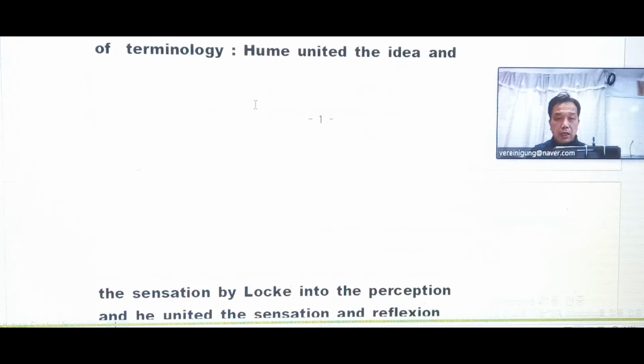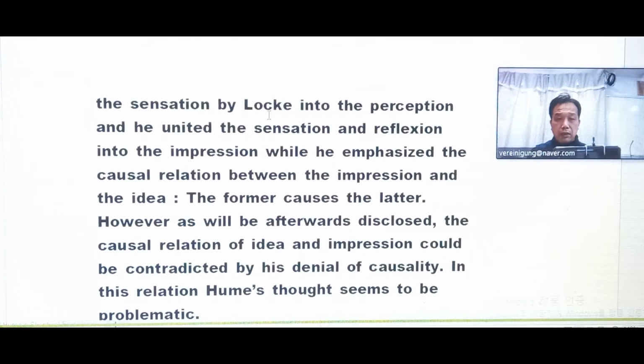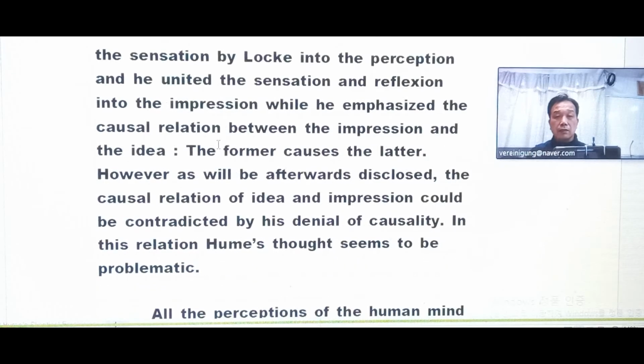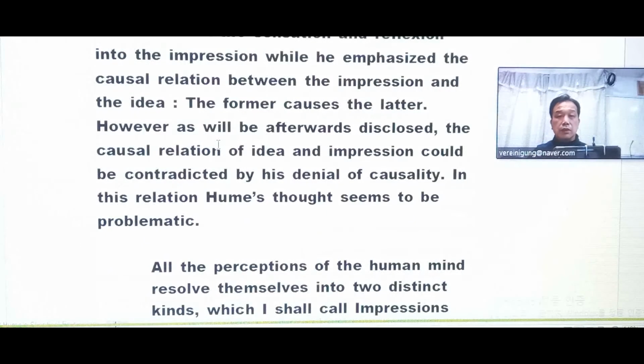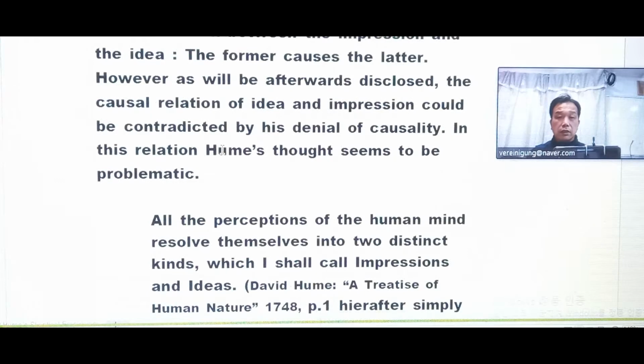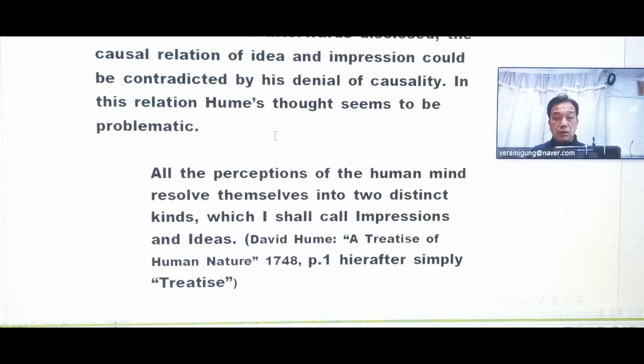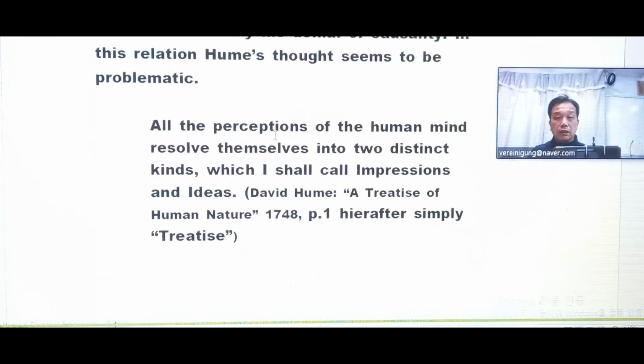Hume united idea and the sensation of Locke into the perception, and he united the sensation and the reflection into the impression, while he emphasized the causal relationship between the impression and the idea. The former causes the latter. However, as will be disclosed afterwards, the causal relationship of idea and impression could be contradicted by his denial of causality. In this relation, Hume's thought seemed to be problematic.